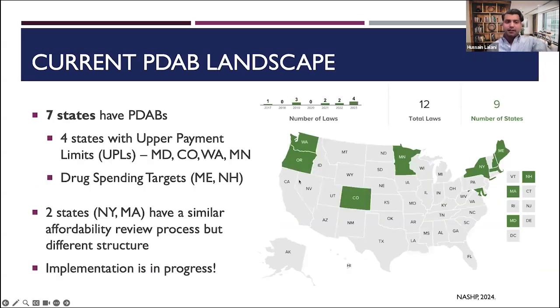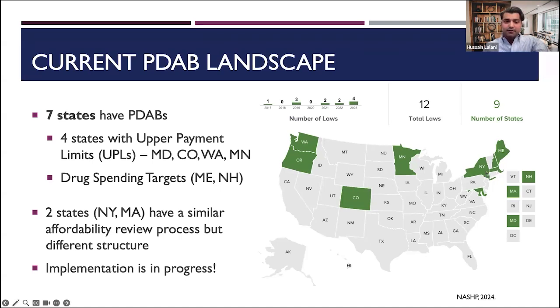So that transitions nicely into what is the current landscape of PDABs in the United States. This is a figure from NASHP, the National Academy of State Health Policy, a really useful resource that convenes states and provides them with policy knowledge and guidance. And we can see here that while the graphic shows 9 different types of affordability reviews, 7 of those are PDABs. So you can see the states in green are the states that have a PDAB.